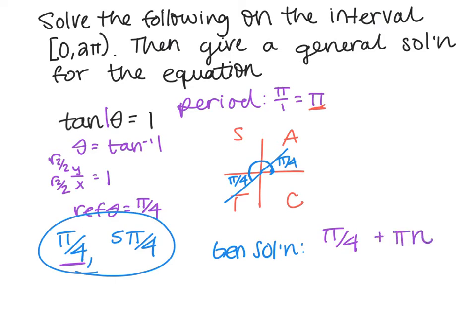Now for all the other functions, we have to list both of the original. However, for tangent, you really only need to list this one, because notice, if you do pi over 4 plus pi, well, that's going to get you to 5 pi over 4, which is the next solution. So we don't need to list that one. It's already implied in this pi over 4 plus pi n. So for tangent, you're only going to need the one line for a general solution.